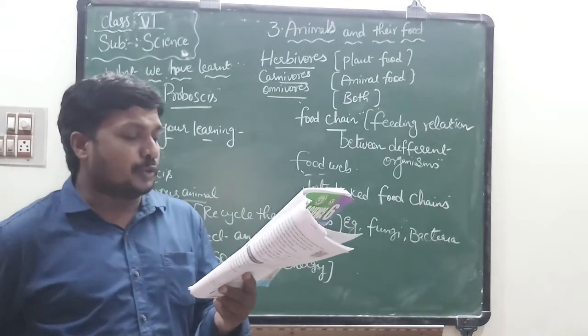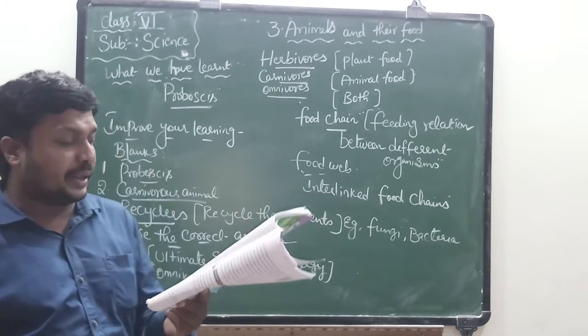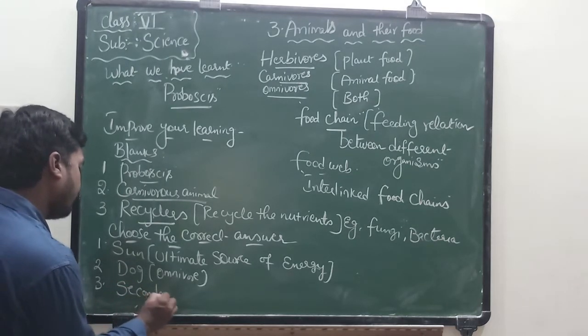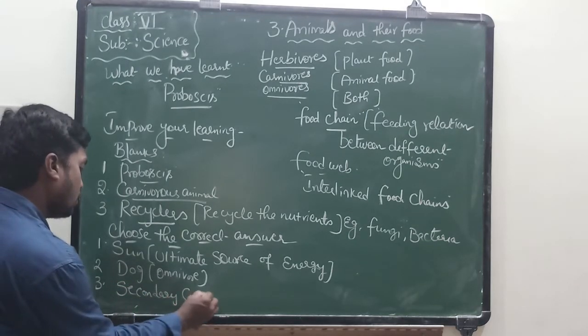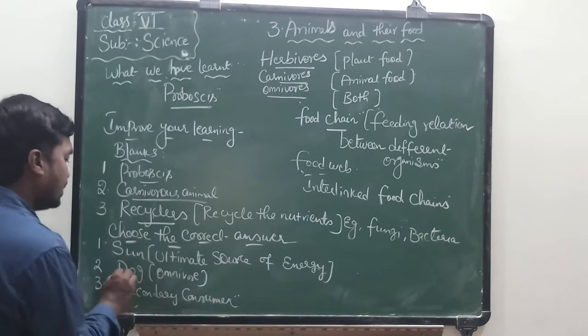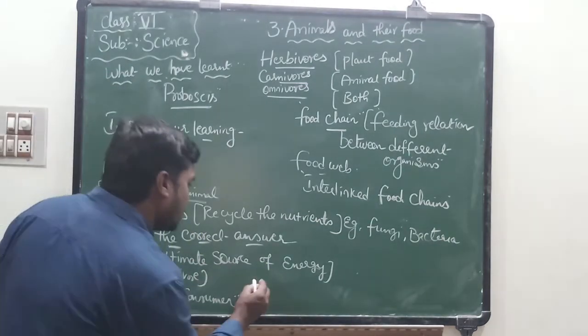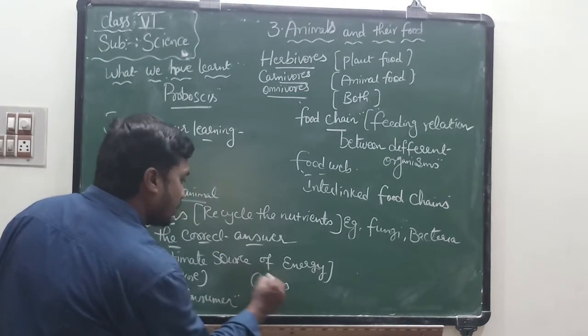At which position in the food chain would you place a human being? Write down. Secondary consumer. I will explain with a simple example. See here. Grass.